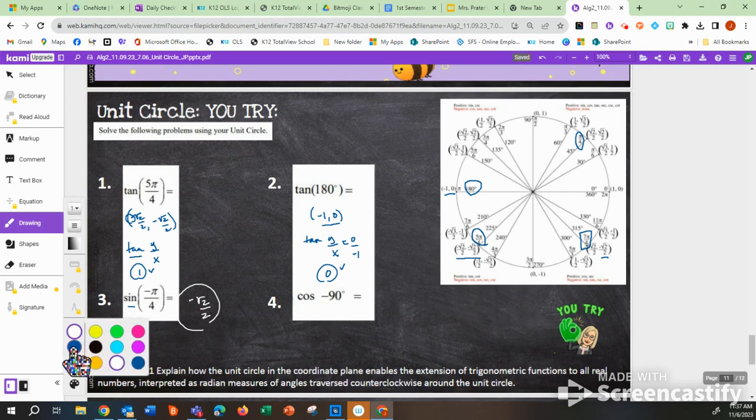Number 4 is asking us for the cosine at negative 90. Again, this would be positive 90, so I rotate clockwise to get to negative 90, which would be the same as 270 degrees. They're asking me for cosine, which is the x value, and that's going to be 0.